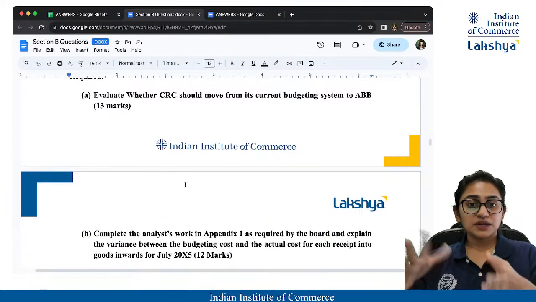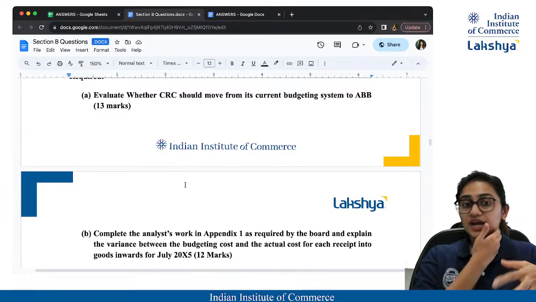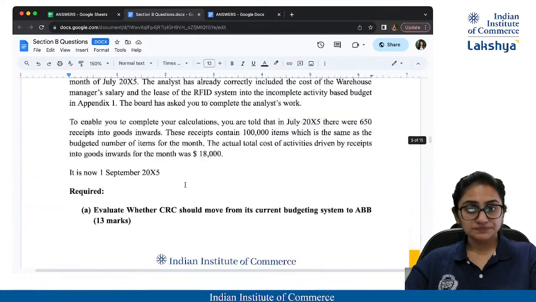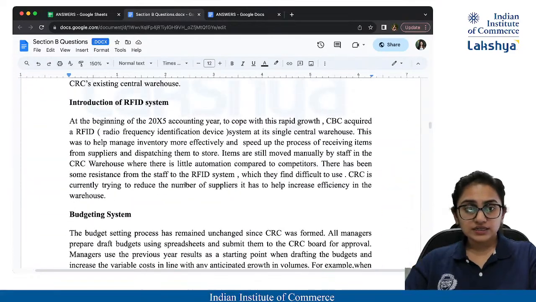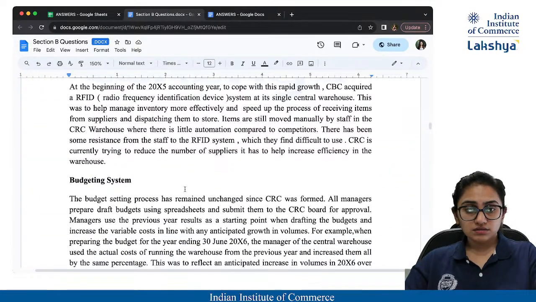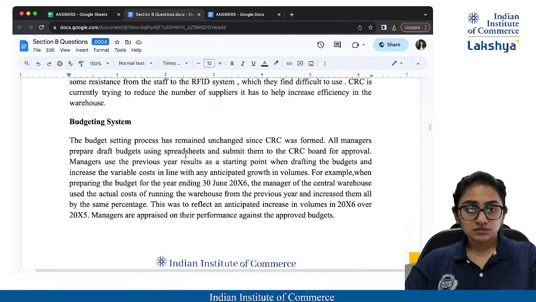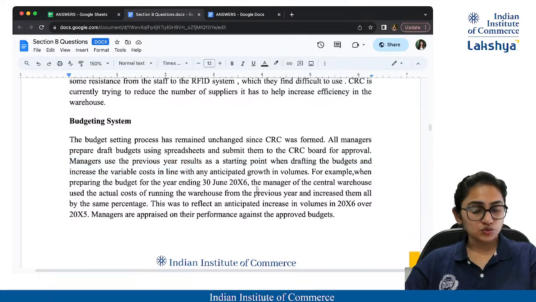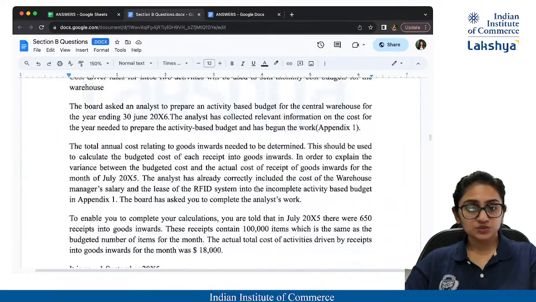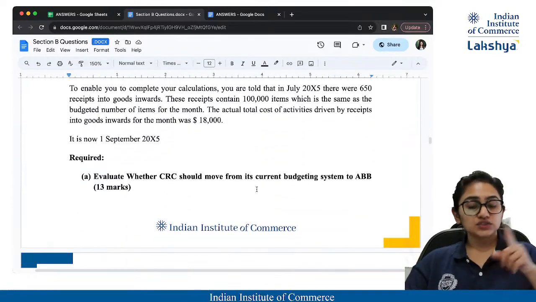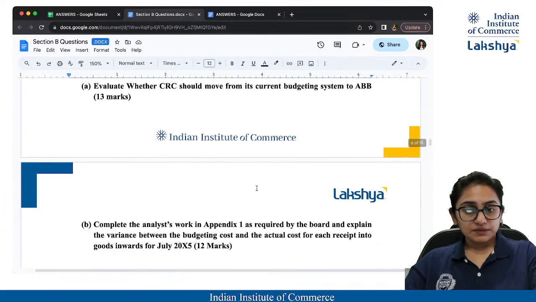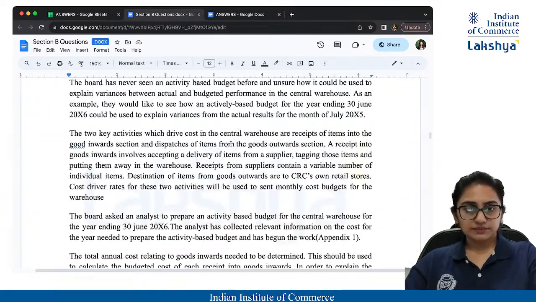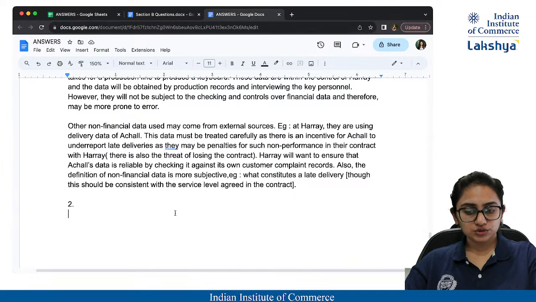For that, we have to give them advantages and disadvantages of their current budgeting and advantages and disadvantages of ABB. Now, currently, managers, if you see this line, managers use previous year's result as a starting point. This is an incremental budget, so you have to give basically advantages and disadvantages of incremental and advantages and disadvantages of ABB, and then we'll come to the second part. First, let's do that and give them a conclusion.